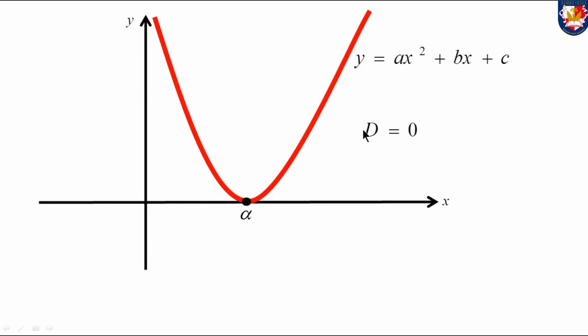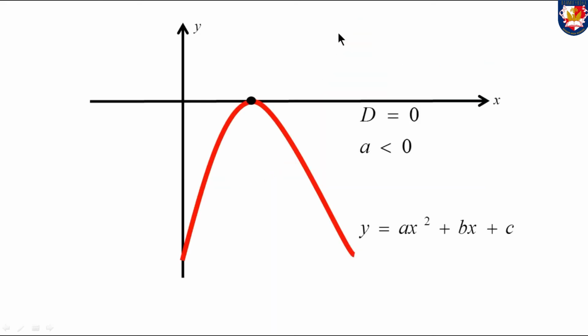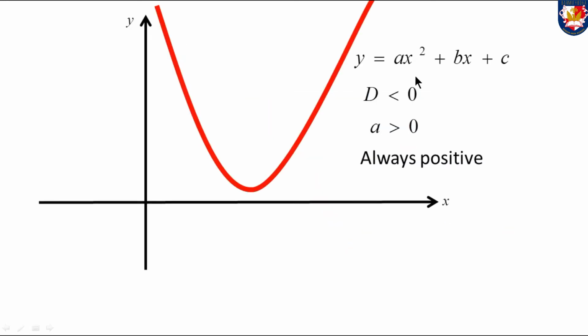If the discriminant is equal to 0, that means the quadratic equation has two identical roots or one root exactly. So in this particular graph, the value of a is greater than 0 because the curve opens upward, and in this graph, the discriminant is still equal to 0, but the value of a is less than 0, a negative number, because the curve opens downward. How about D less than 0?